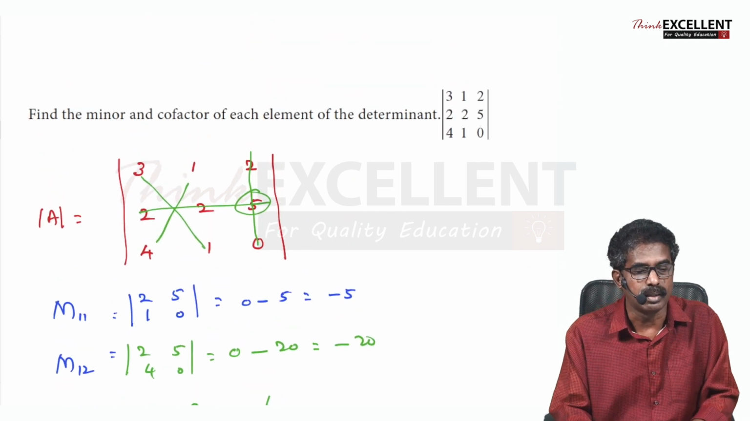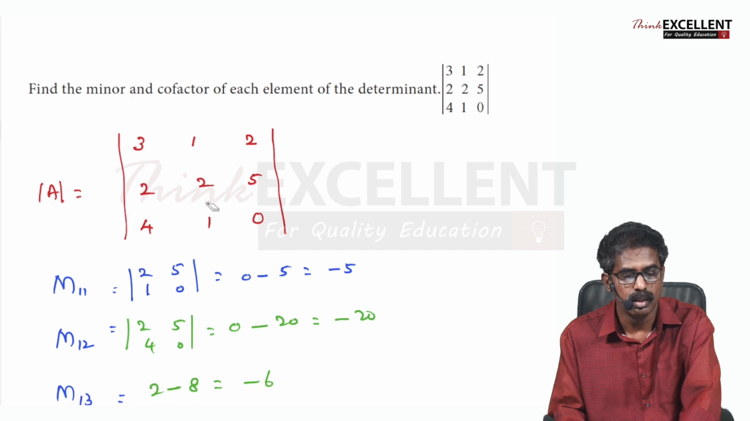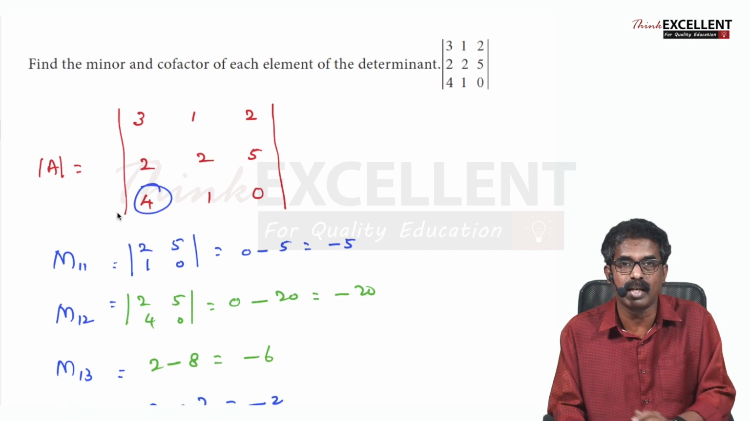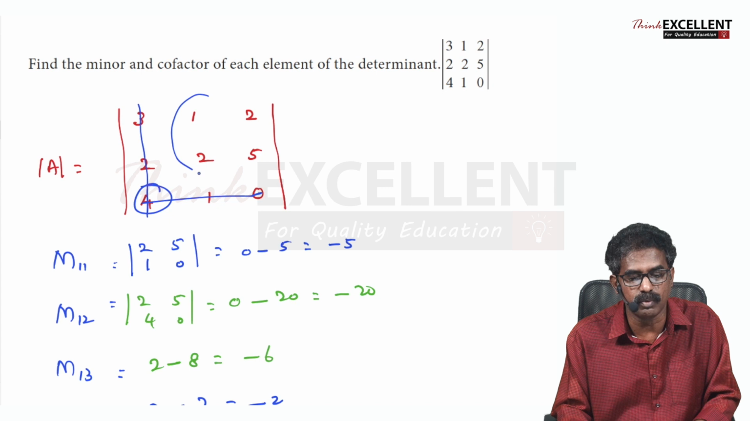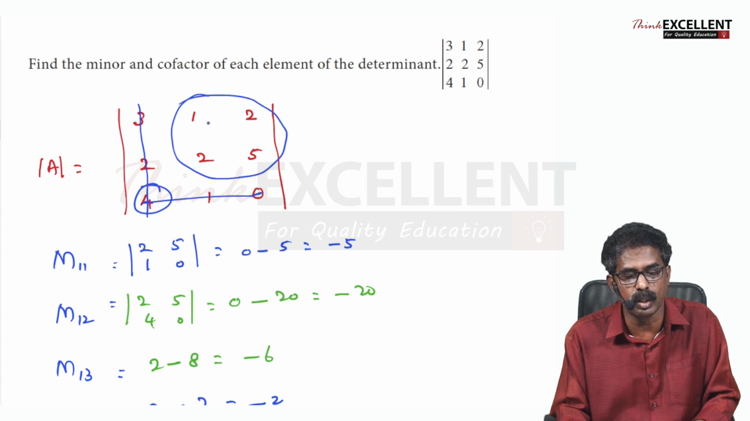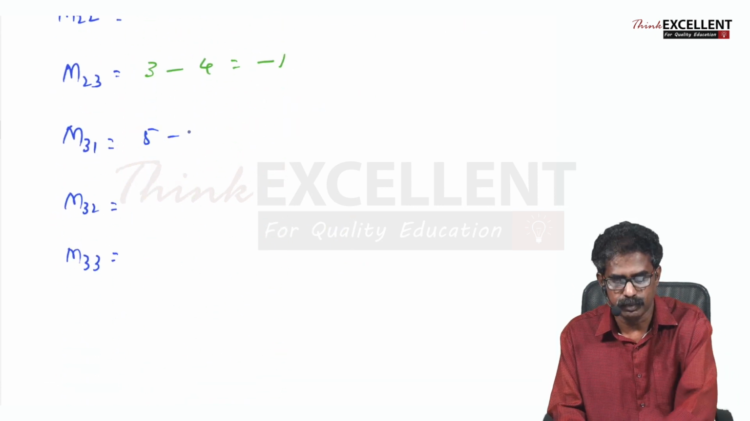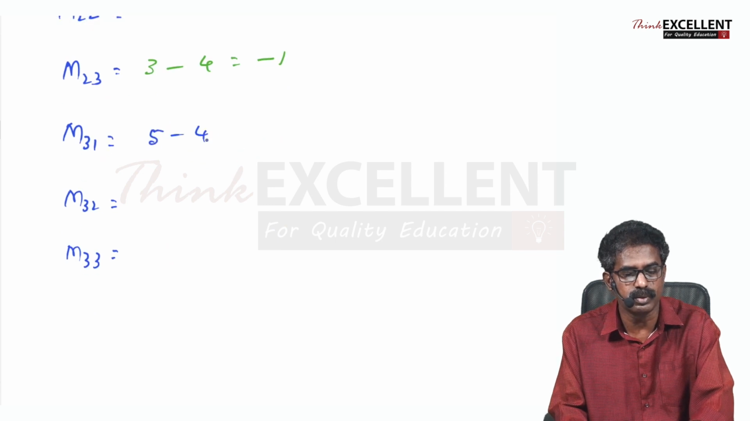Now 3, 1. Now we come to the third row. So third row means 3, 1. Which number is there? 4. We want to find the minor of this 4. Leave that particular row, that column. So these are the 4 numbers, right? So multiply 1 into 5, 5 minus 2 2s are 4. So you are getting 5 minus 4. So the answer is 1.